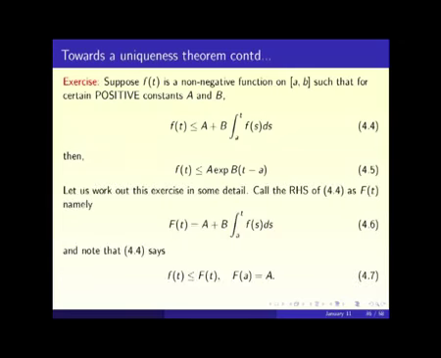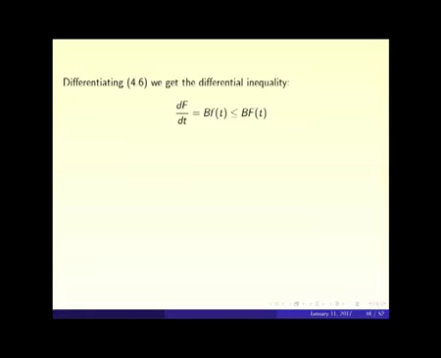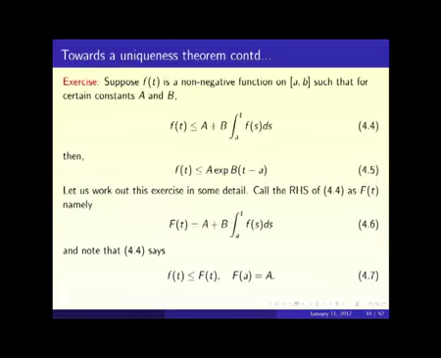Call the right hand side of 4.4 capital F of t. Capital F of t is A plus B integral a to t f(s) ds. Then notice that little f is less than or equal to capital F, and capital F evaluated at little a is capital A. 4.7. What do you do next? Differentiate 4.6. Differentiate 4.6, what do you get? dF by dt equals B f, right? You use the fundamental theorem of calculus to differentiate 4.6.